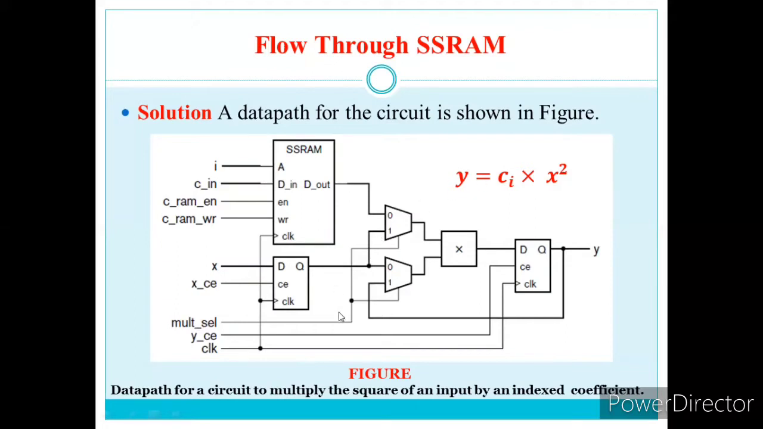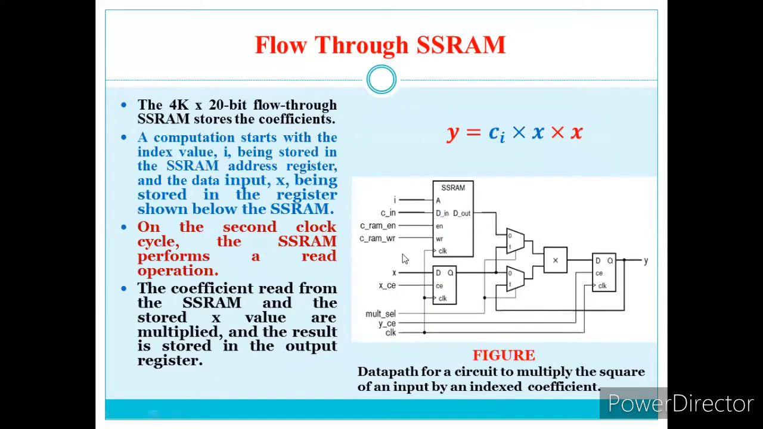Now, whatever I explained, we have written in theoretical form. This is how the operation is carried out. We are considering a memory of 4K by 20 bits. Why 20 bits? Pre-decimal point 8 bits, after decimal point 12 bits, so in total it is 20 bits. The size of the memory is 4K, where the coefficients are stored. The computation then starts depending upon the value of i it receives, and the x it receives into the flip-flop, when the start signal is 1.